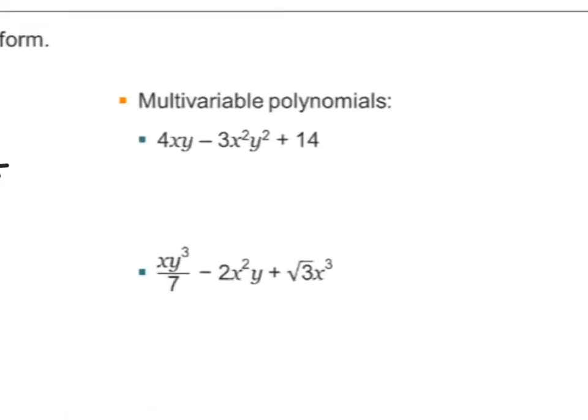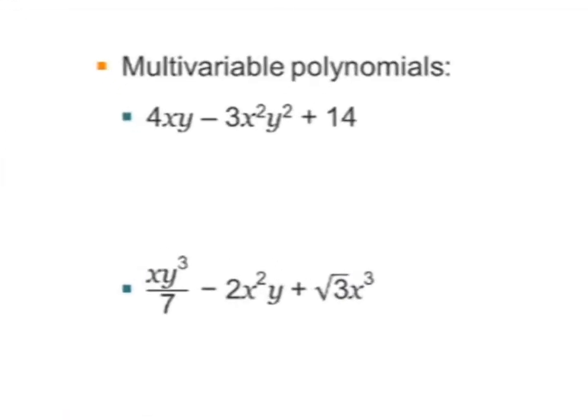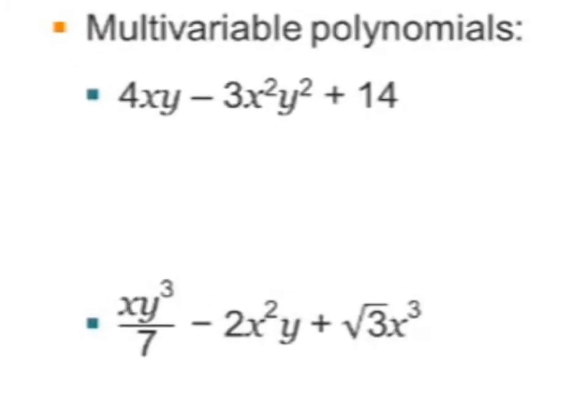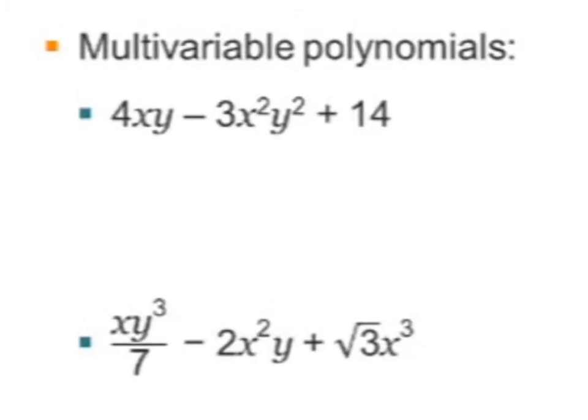All right, let's talk about multivariable polynomials. Let's take a look here. These are all kind of different, so you kind of have to reason your way through it. On this one, I'm sorry, that has three terms, okay? So I have one term, two terms, three terms. My degree here is four, okay? I need to take 2 plus 2, which gives me 4. So my degree is 4.